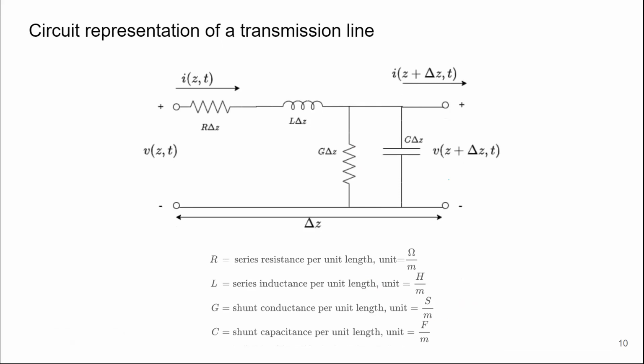We can denote the conductance by capital G, and since it is a parallel conductance, we call this the shunt conductance. The capital G denotes the shunt conductance per unit length, and it is given by the SI unit Siemens per meter. And then the capacitance is denoted in farads per meter, and this capital C denotes the shunt capacitance per unit length.